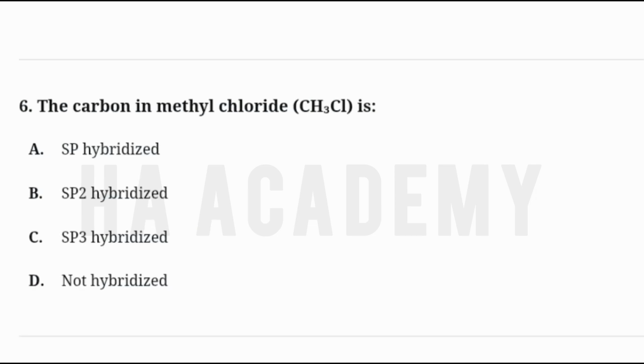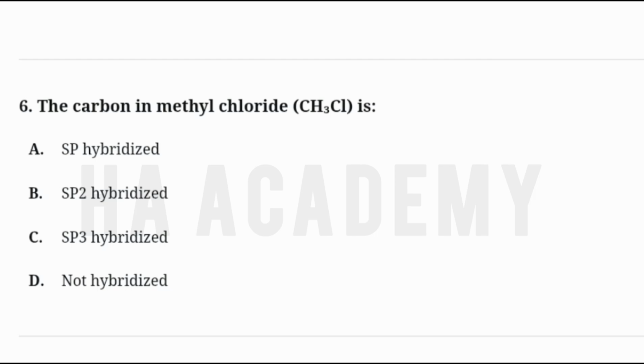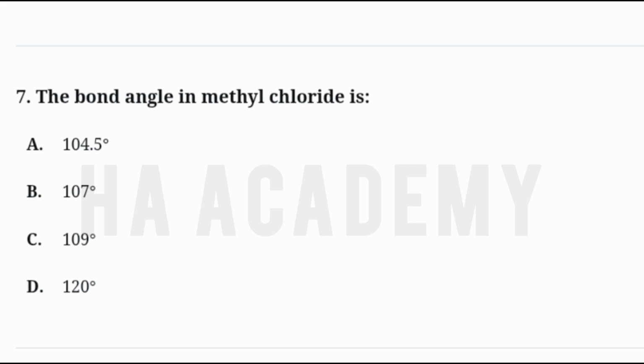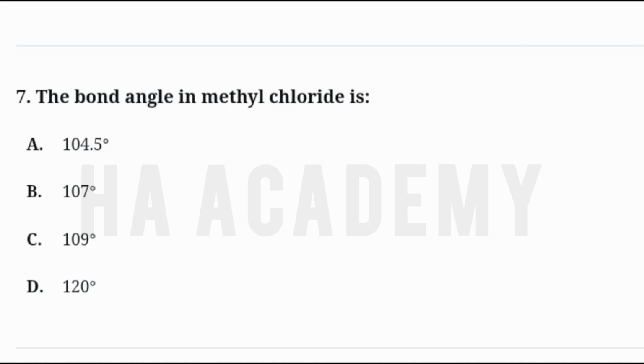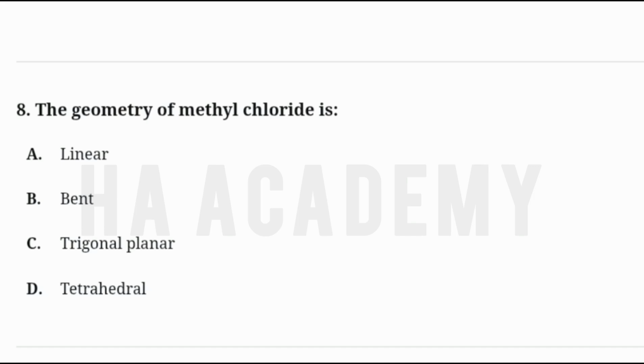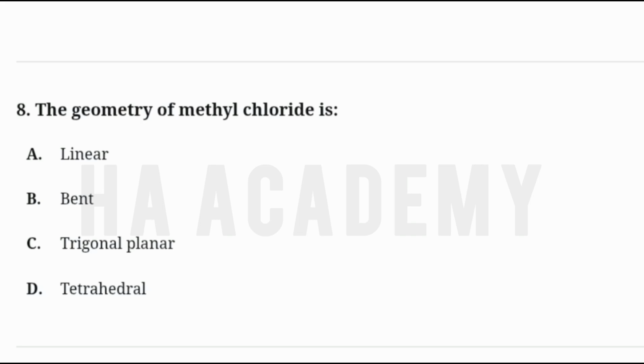The carbon in methyl chloride is... The correct option is sp3 hybridized. The bond angle in methyl chloride is... The correct answer is 109 degrees. The geometry of methyl chloride is... The correct option is tetrahedral.